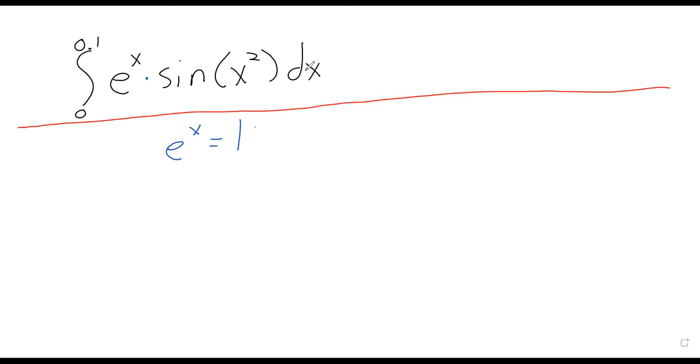I hopefully do not mess up the first step of this problem, the Taylor series, the Maclaurin series, I should say. But this is e to the x. Specifically, this is e to the x around 0.